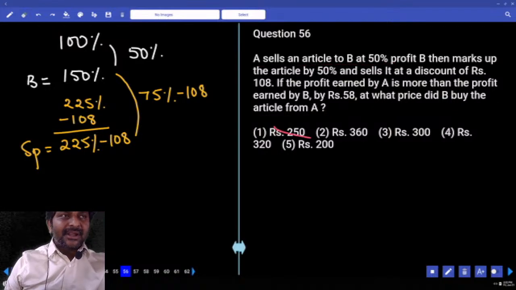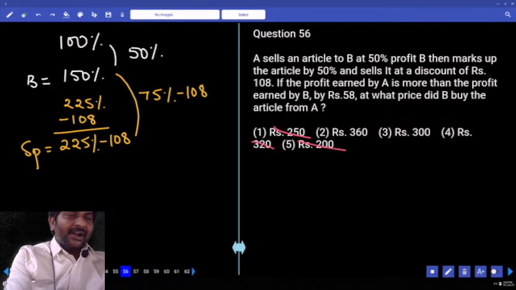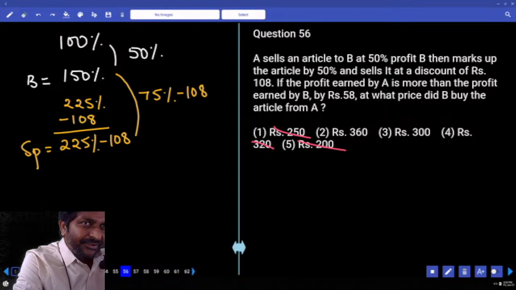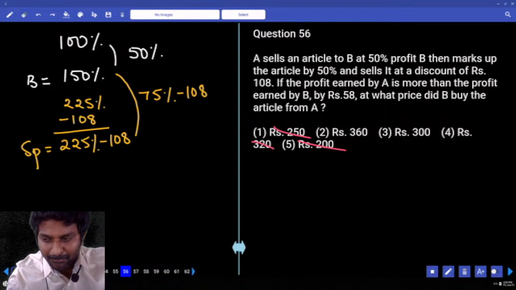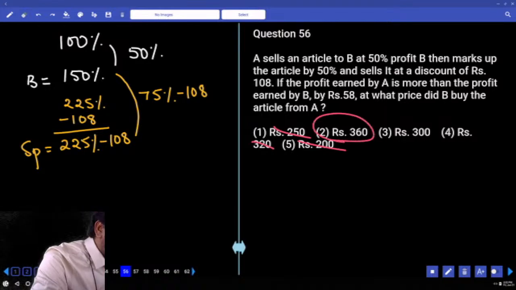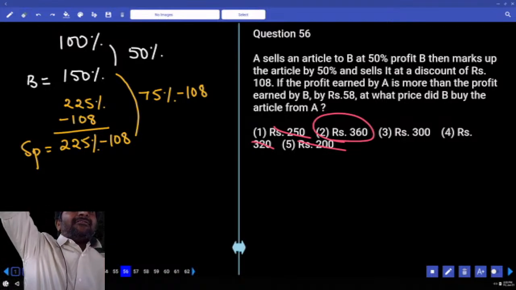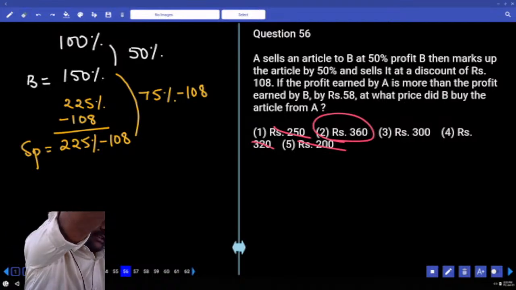First cannot be your answer. Second possible. Third possible. Fourth not possible, fifth not possible. Now, what percent is that? 150%. 150 is 3 multiple only. But second option is 9 multiple, right? That means 100% value should be a multiple of 3.